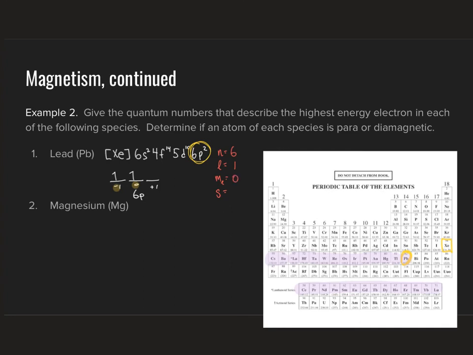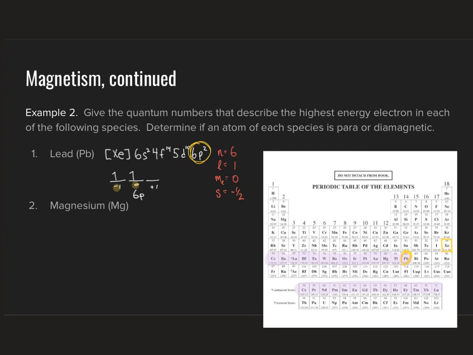0. And last but not least, for the spin quantum number, recall that the spin quantum number can either be a -1/2 for spin up or a +1/2 for spin down. Because this is the first electron in that orbital, we call that one spin up, and that gives us a value for the spin quantum number of -1/2. Now, we've got our 4 quantum numbers.